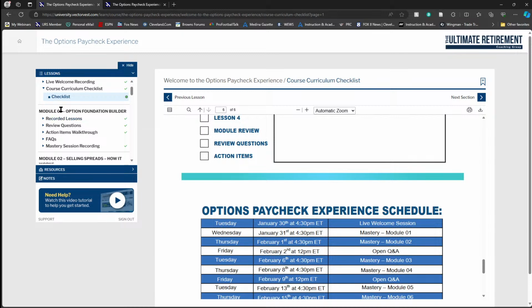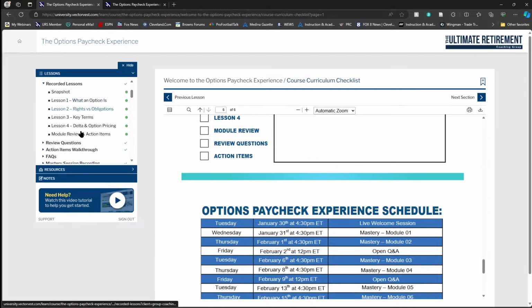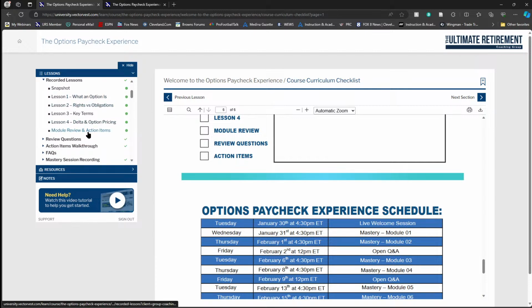Now, all of the modules 1 through 8 are arranged in this way. You have your recorded lessons broken down into different lessons. You have a review and an action items. Now, every module has an action item. We want you to start doing this right away. Go to your broker, use Options Pro, whatever you're going to do your options in. We want you to go out there and find the information that you need.